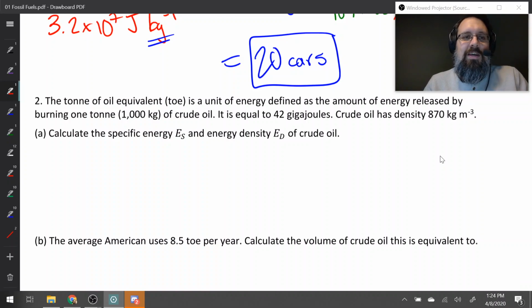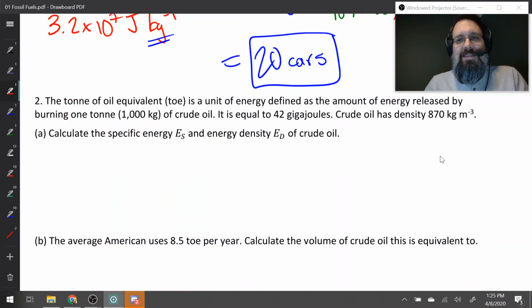Okay, question 2. The ton, how we spelled ton there, is the British way. The ton of oil equivalent, TOE, is a unit of energy defined as the amount of energy released by burning 1 ton of crude oil, so 1,000 kilograms of crude oil. It's kind of a weird unit of energy. Rather than using a joule, we're just going to say a TOE. A TOE is how much energy you get out by burning 1,000 kilograms of crude oil. It's 42 gigajoules. Remember, giga is a billion. So 42 gigajoules is equal to 1 TOE.